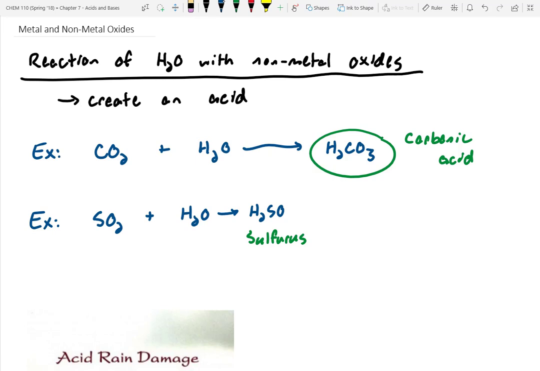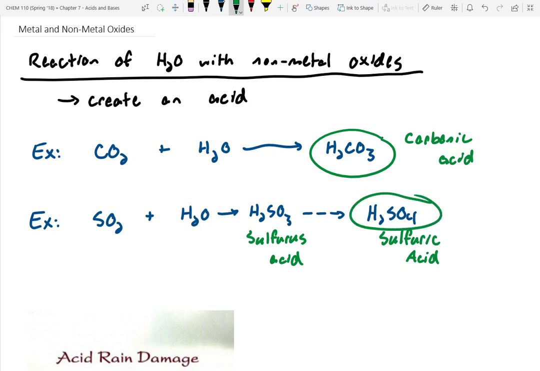Oh, sorry, that should be SO3. Sulfuric acid. And this will keep on reacting in our atmosphere to make H2SO4. This is sulfuric acid. Sulfuric acid is a very, very, very strong acid. It's one of the gold standards of strong acids.